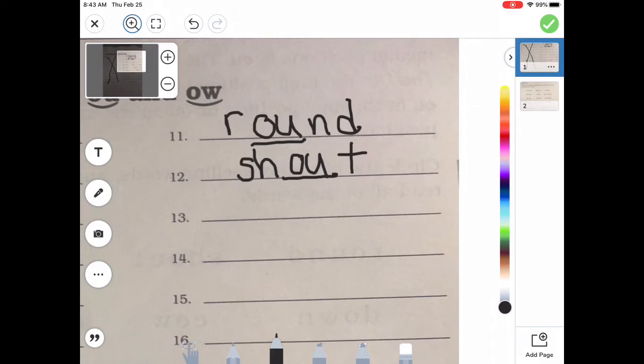All right, let's try another one. Grouch. So the first sound we hear is that grr blend. What makes that grr blend? That's right, GR. And then we have the ow sound, so I'm going to leave a space for it. Grr, ouch. It ends in that ch sound like cheese. That's right, so I need CH. Since it's that ow sound in the middle, I'm going to use OU. Very good.